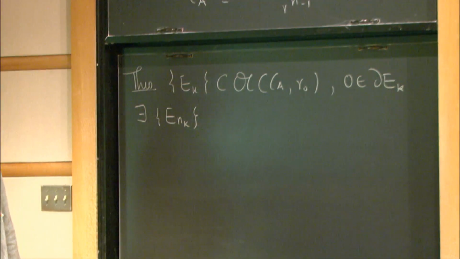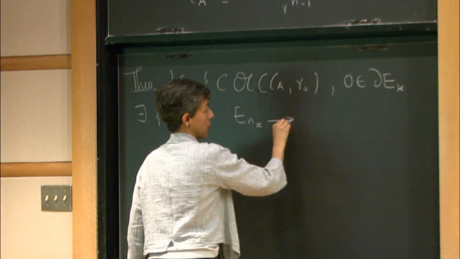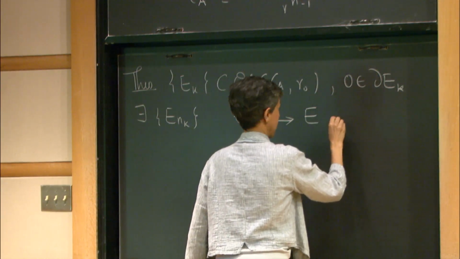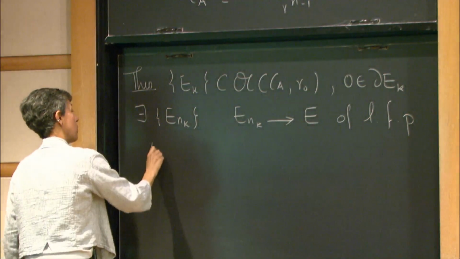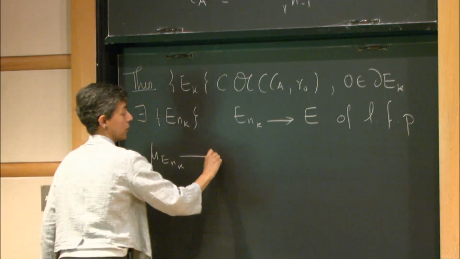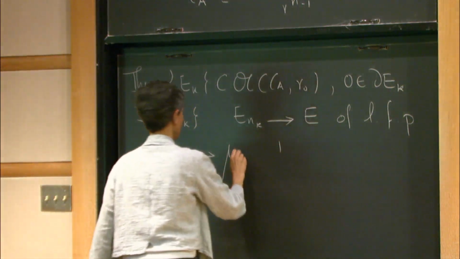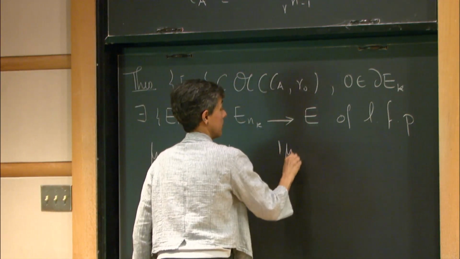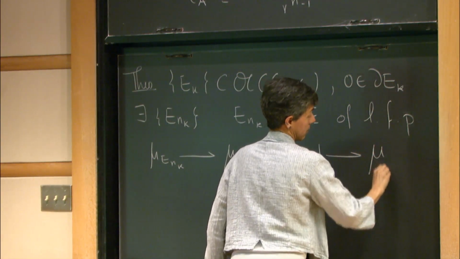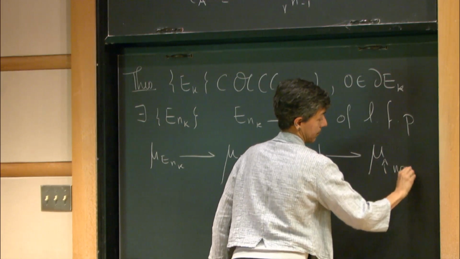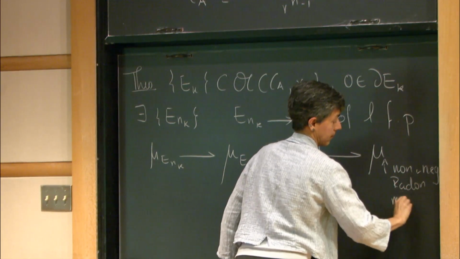such that the following things happen. The E sub n_k converge to a set E of locally finite perimeter. The mu of E_n_k converge weakly to mu. I remind you this is the vector valued measure. Mu of E_n_k converges weakly to mu. This is a non-negative Radon measure.